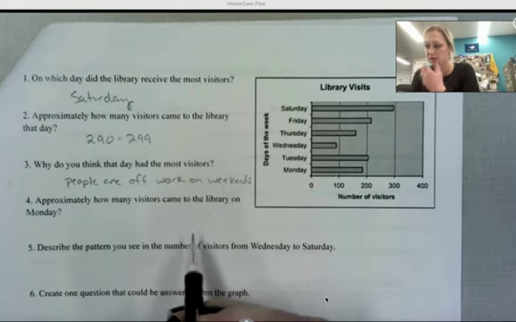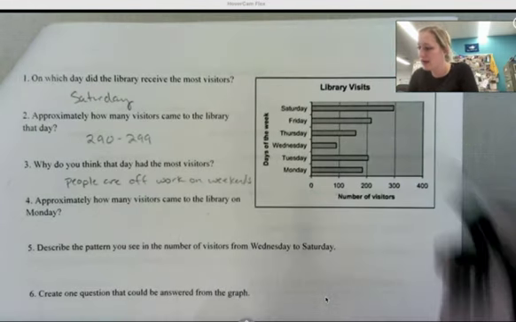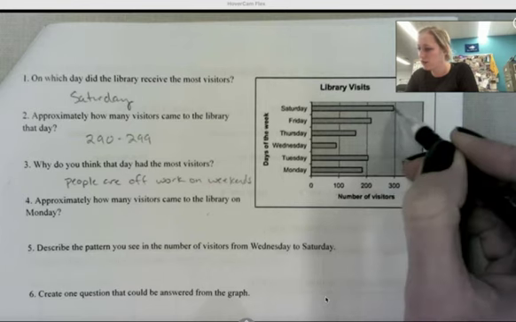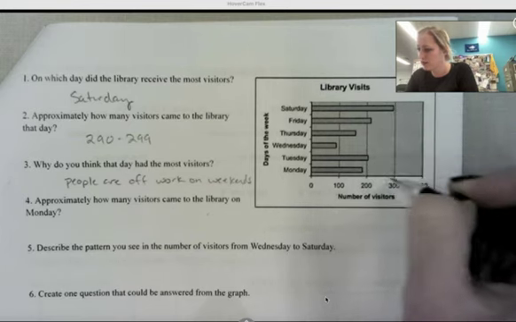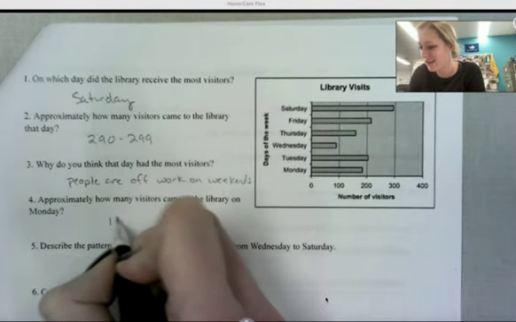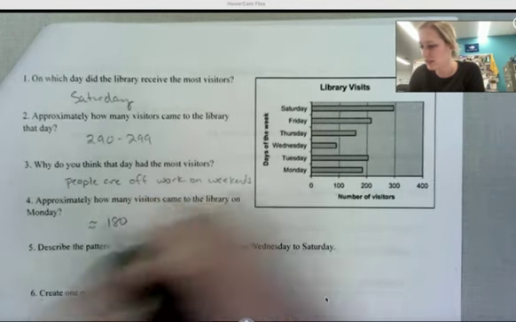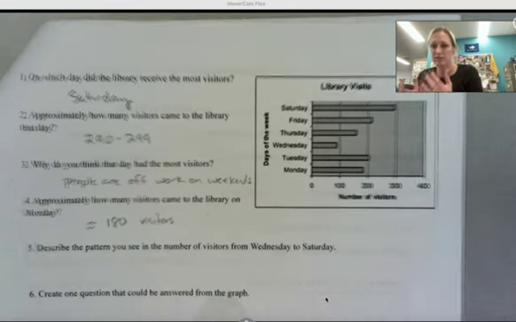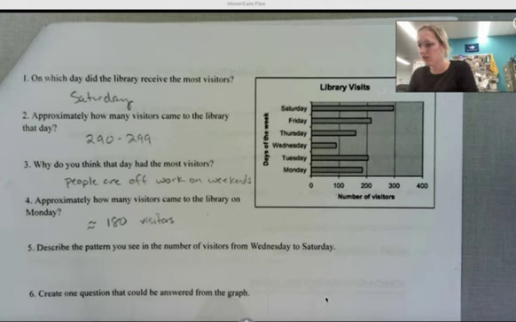Okay, how many visitors came to the library on Monday? Okay, so we're under 200. It looks a little further away from 300 than this one. So we said this one was maybe 290, so maybe this one's 180. Again, I'm just guessing, but using my graph to get a reasonable guess, a good estimation.